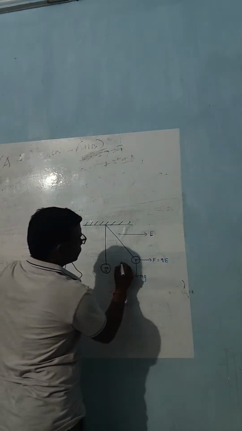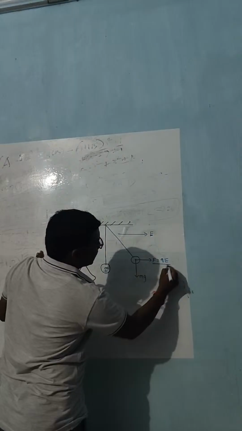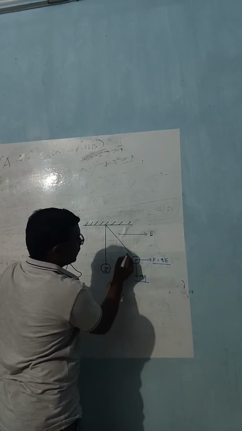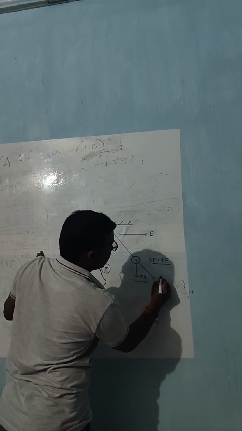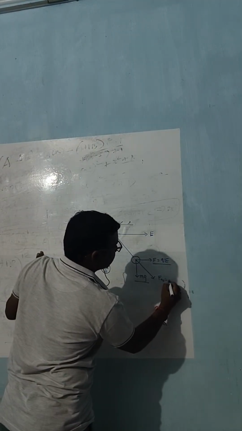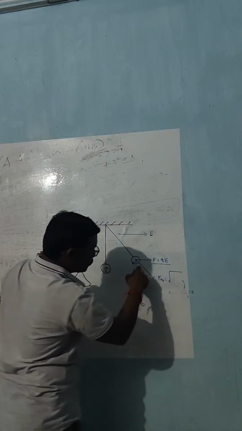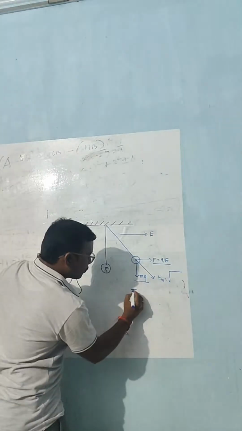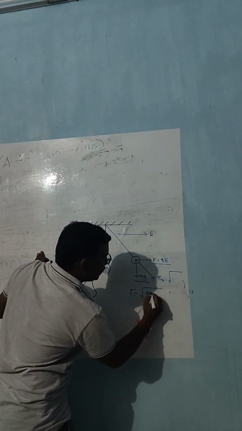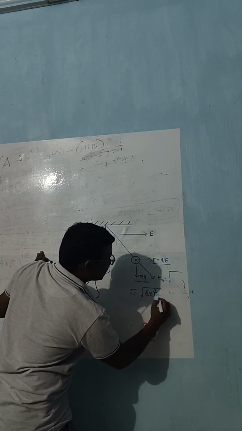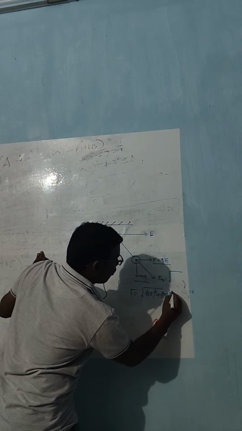This is one of the forces and this is the other force. The resultant force acts like this. F net equals root of, because these two are at 90 degrees, F net equals root of QE whole square plus mg whole square.